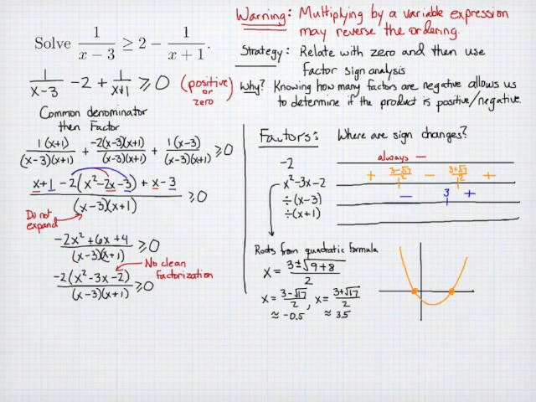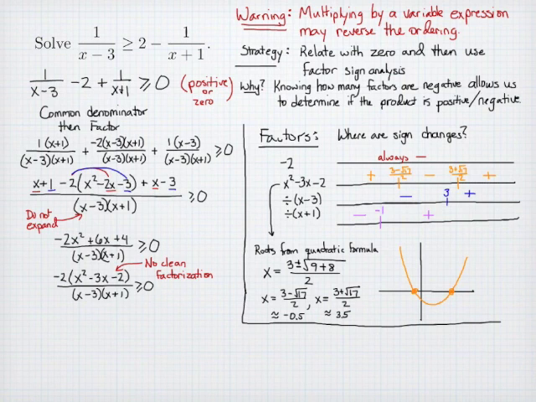Finally, dividing by x plus 1, there's a sign change at x equals minus 1, which is where x plus 1 equals 0. To the right of that point, this factor is positive. For example, if I pick 0, I'd be dividing by 1. If I pick a number to the left of negative 1, for example negative 3, x plus 1 is negative 2, so I'd be dividing by negative 2 or multiplying by negative 1/2, and so I get a negative factor.